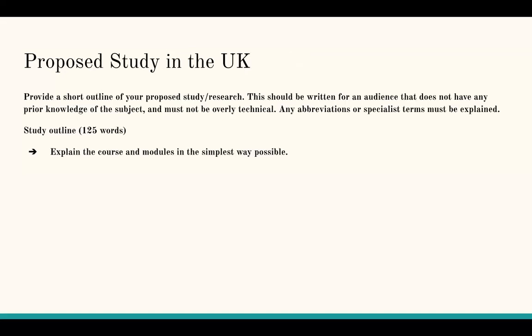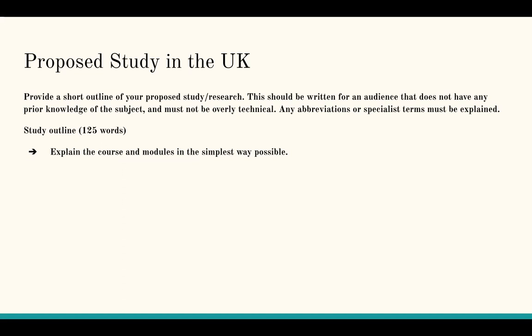The next is the proposed study in the UK. Remember when I said there is a whole essay for you to talk about your course? These are the essays. The first one is a study outline essay, 125 words. You have to explain your course and modules in the simplest way possible, like imagine you're explaining it to your family members. Try to explain it to them in the most simple way.